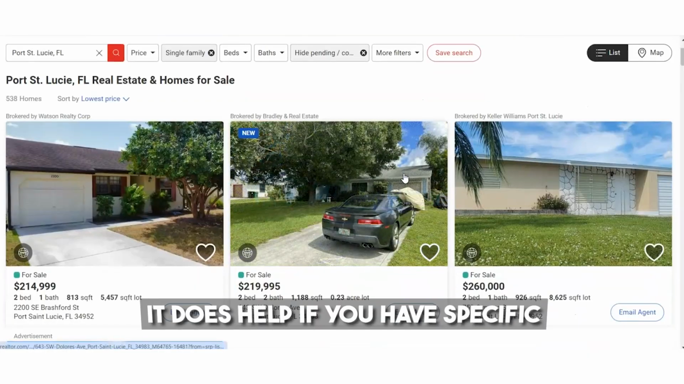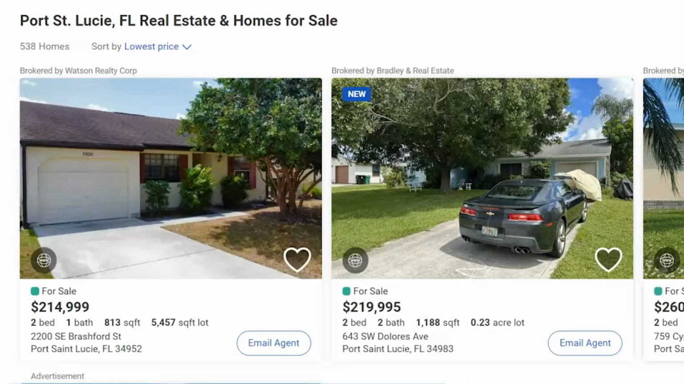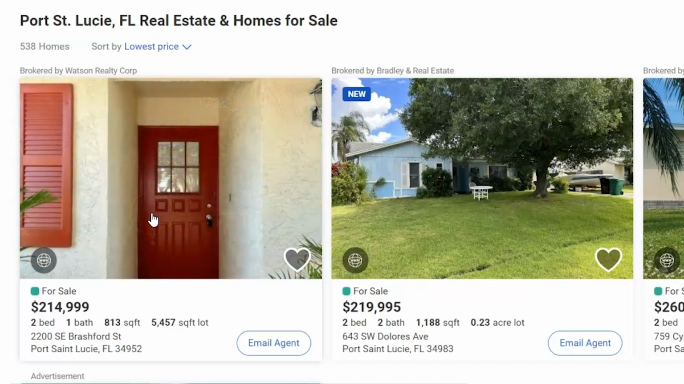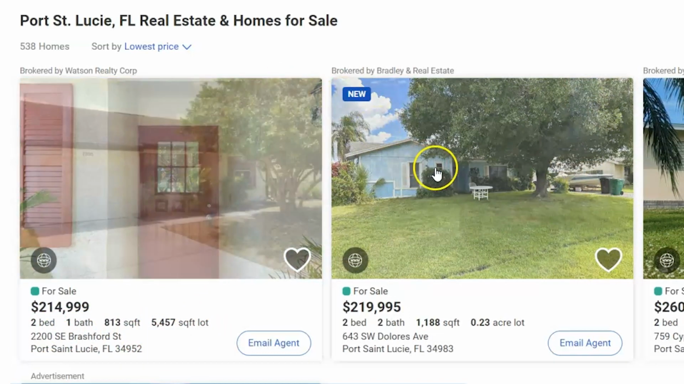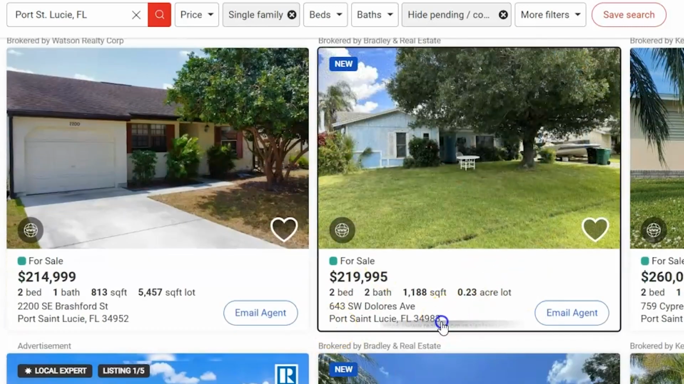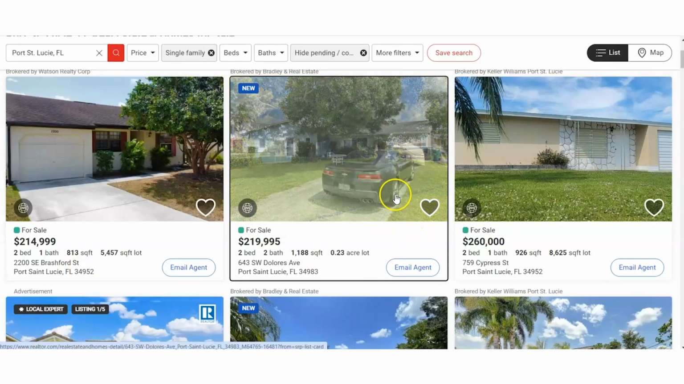All right. Now it does help if you have specific product knowledge of your market. Like as an example, if you know that this community over here is an HOA community which is less desirable than non-HOA communities, right? And also if you understand the area codes and the zip codes and the difference between, let's say, 34983 versus 34952, that really helps. But I'm going to give you some basic stuff to get started.